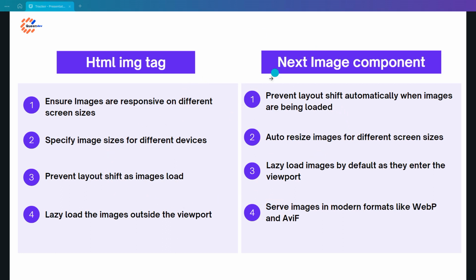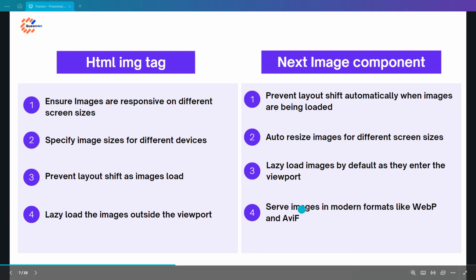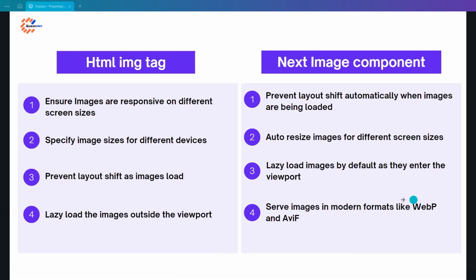So here you see this is the Next.js Image component. It automatically prevents layout shift as images are being loaded into the application. It auto resizes images for different screen sizes for you. It lazy loads images by default as they enter the viewport. And it also tries to serve the images in modern formats like WebP and AVIF. These are formats that reduce the size of our images and serve them at a much smaller size with high quality. All of this is being done by Next.js for us.